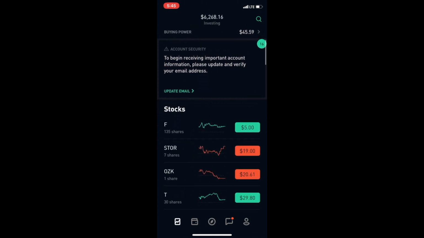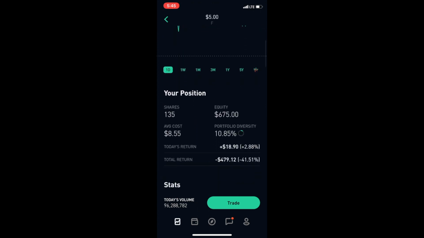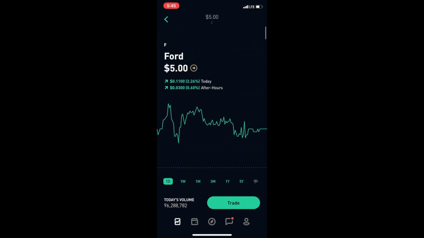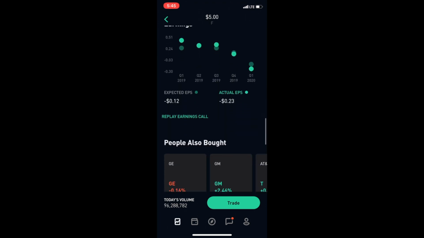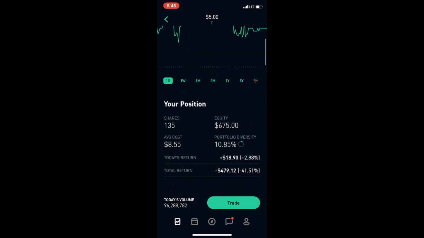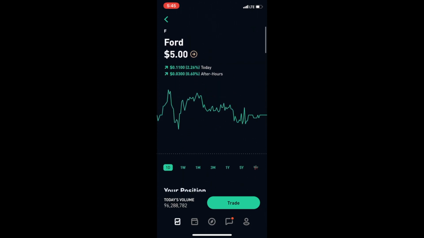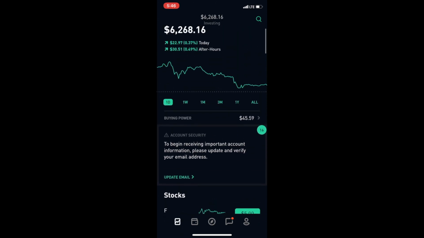What I did this week, I did purchase about $96 of Ford. So let's see, I think I bought about 20 shares. I bought about 20 shares. We had 115, so it cost me about $96. It was at around 484, so it has gone up.